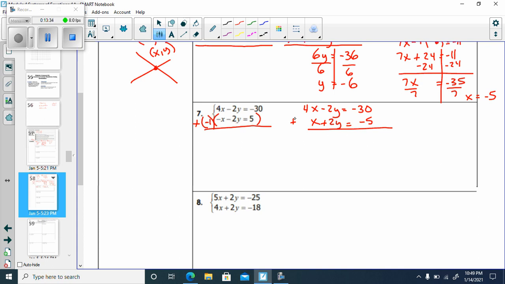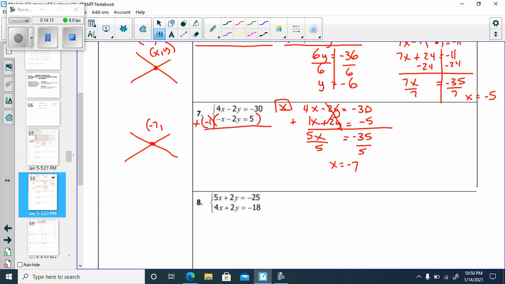I'm adding these. 4x plus 1x, because if there's nothing there, you know it's a 1, is 5x. Negative 2y plus positive 2y is 0. This one's gone. This one, what I wanted to do was to eliminate a variable. Negative 30 plus negative 5 is negative 35. Divide both sides by 5, and x is equal to negative 7. Remember, we're looking for where two lines intersect. It's called your solution. Your x is negative 7. That's how we found our x value.